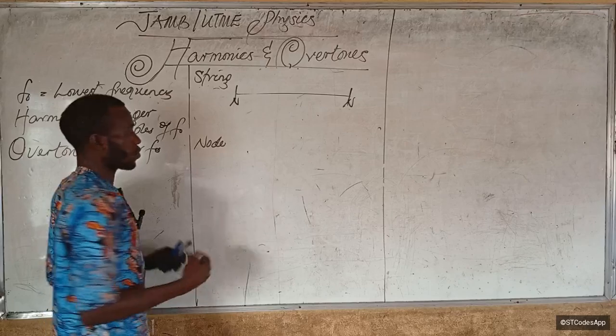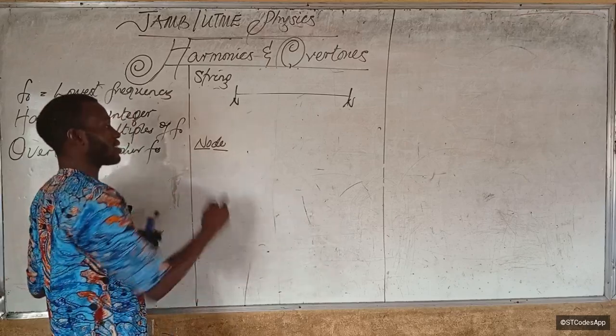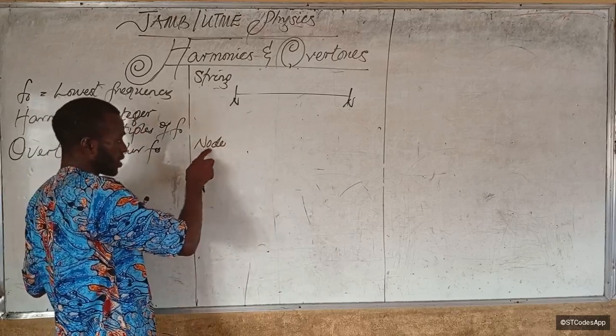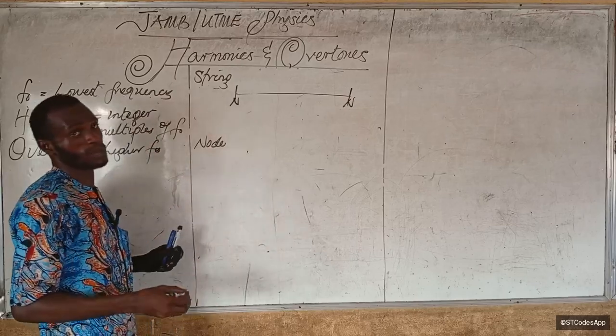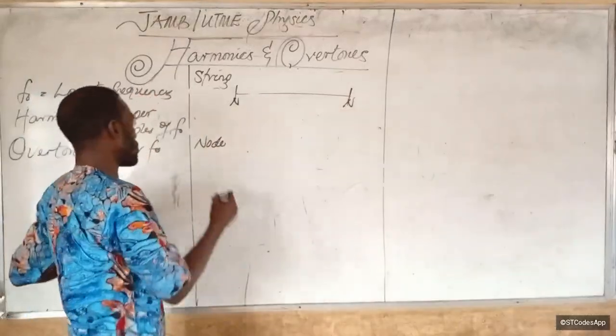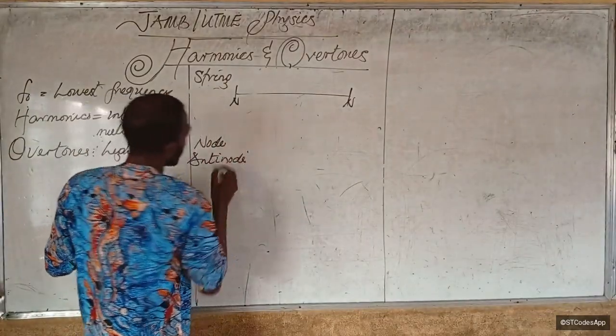Is that okay? And I said you can use no displacement to remember it, albeit it is not the origin of the word, but you can just use that to remember: no displacement. So a point of no displacement, or the fixed point, is the node, and the point of maximum displacement is the antinode. Is that okay? The antinode.